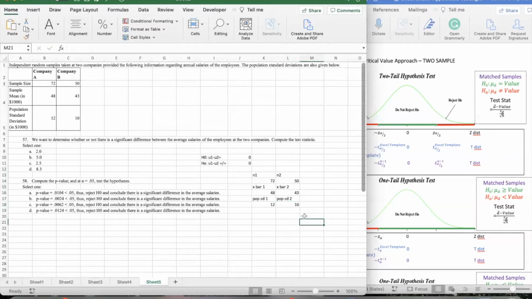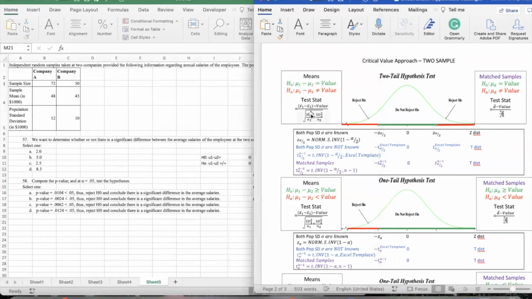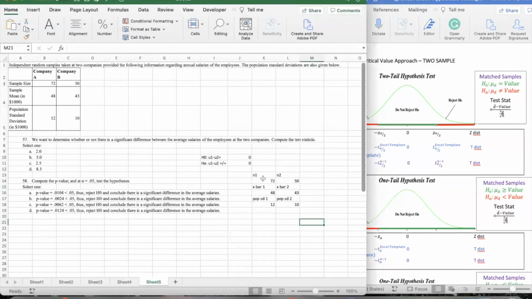Okay. Let's first calculate the standard error, because that's kind of a big formula in this test statistic. And I think it's going to be easier once we have that to do the test statistic. So it's going to be the square root of standard deviation 1 squared divided by N1 plus standard deviation 2 squared divided by N2. So I'm going to square these two standard deviations right here, again, to make it easier in the formula. So that's going to be 12 squared, and 10 squared.